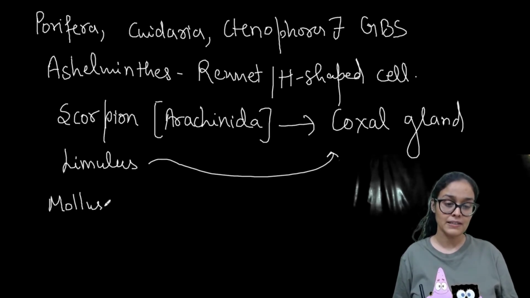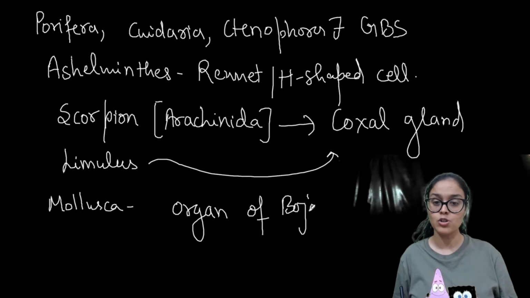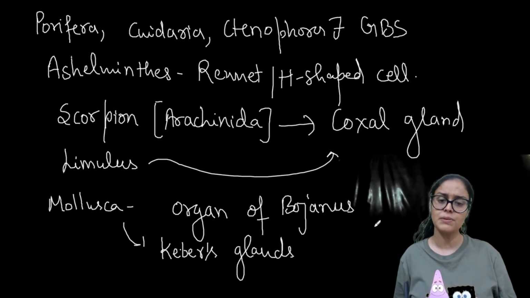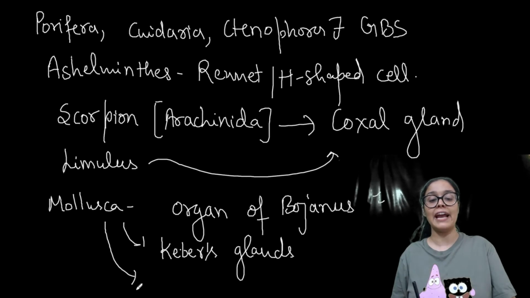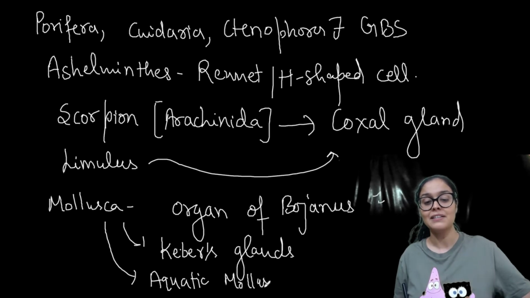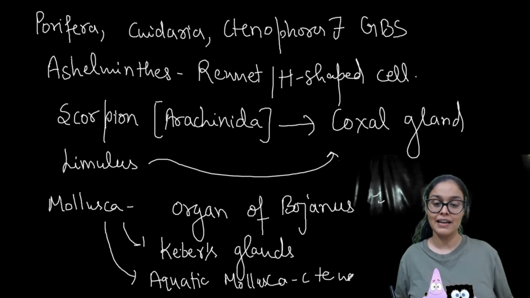When we talk about Mollusca, they have the organ of Bojanus, mainly the organ of Bojanus, which is also known as the invertebrate kidney, for excretion. Some Mollusca have the Keber's gland also, but especially the organ of Bojanus is present in them. So this is something which you have to remember. Even aquatic Mollusca have Ctenidia, like gills, also, right? Okay, Ctenidia, leaf-like gills, sorry. So these are the leaf-like gills present in them for excretion, that you have to remember.